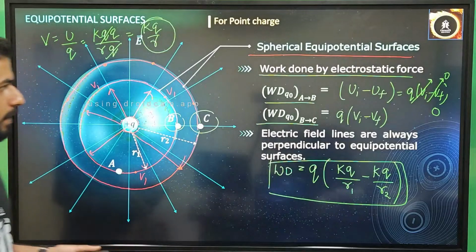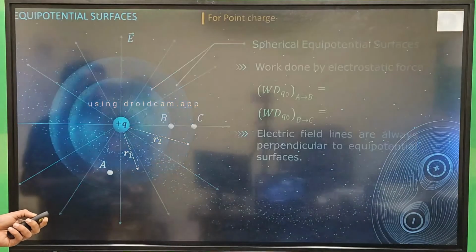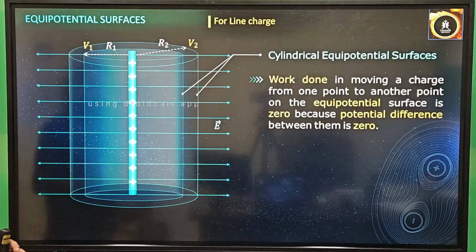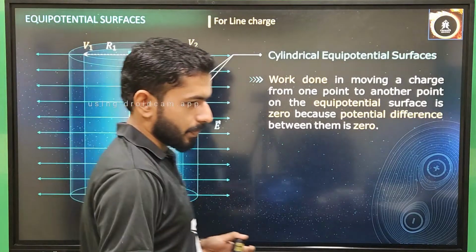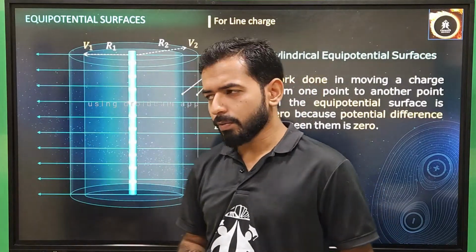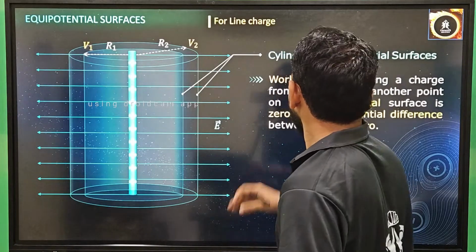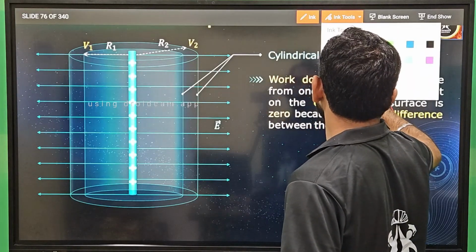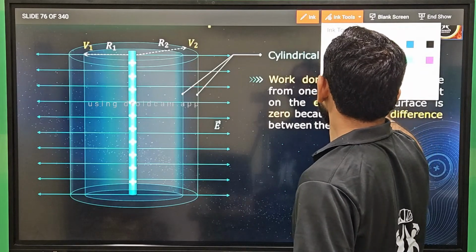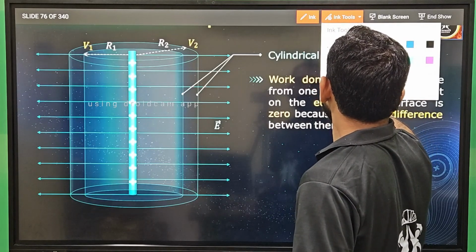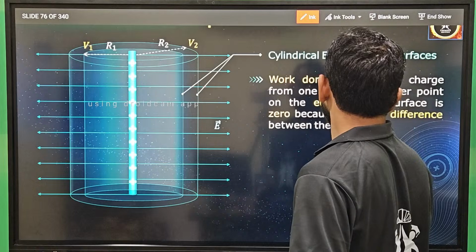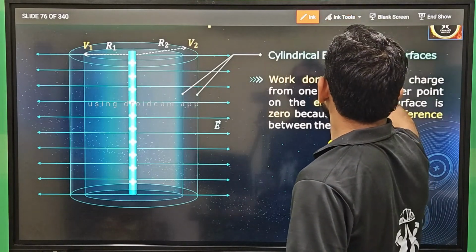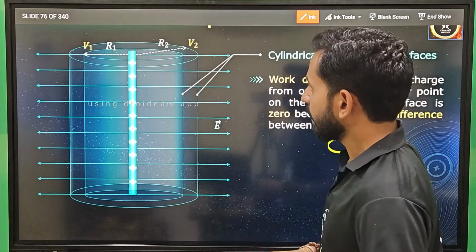Let's see some more properties for different bodies. Now, for a wire, let's suppose you are having a wire. What will be the equipotential surface due to that? For a wire, what kind of equipotential surface will we be having?